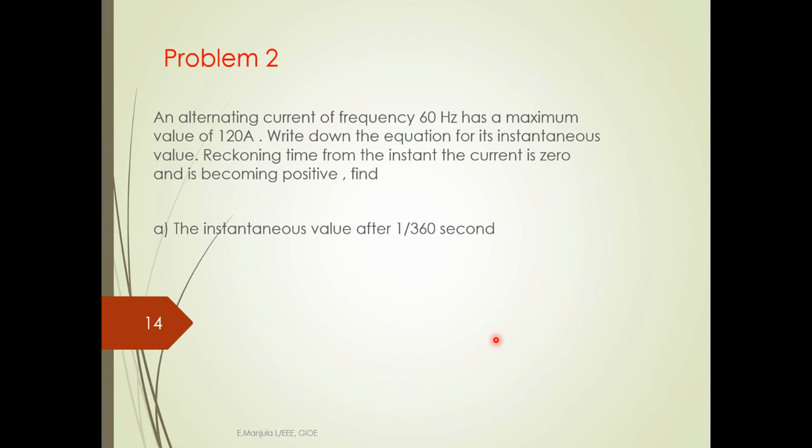Here, an alternating current of frequency 60 Hz has a maximum value of 120 amps. Write down the equation for its instantaneous value, reckoning time from the instant the current is 0 and becomes positive. Find the instantaneous value after 1 by 360 seconds, and the time taken to reach 96 amps for the first time.